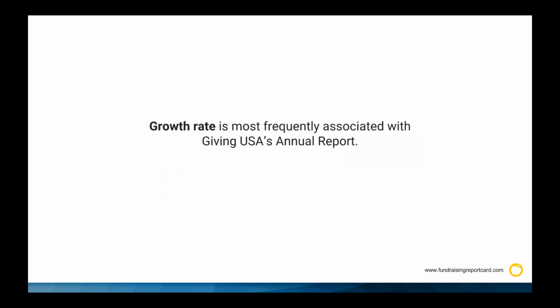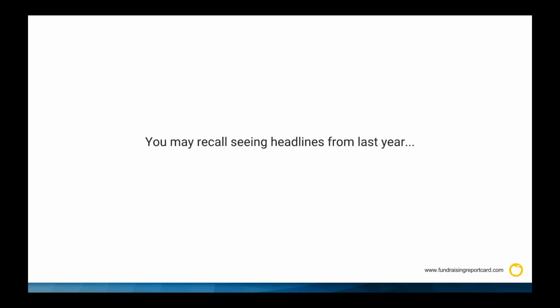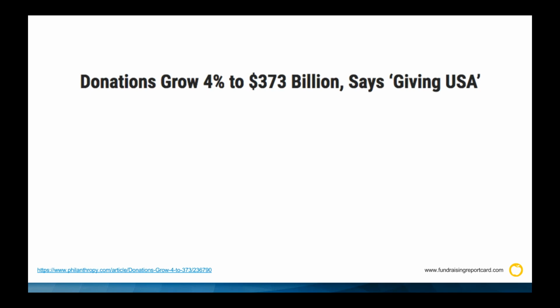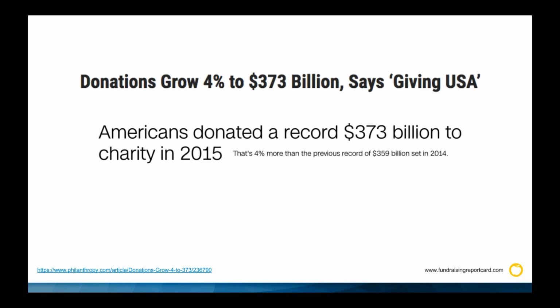Now, why is growth rate so important? Most everyone, probably everyone on this presentation, is familiar with the Giving USA annual report, right? The headlines from last year looked something along these lines, right? Donations grow 4% to $373 billion. Americans donate $373 billion. That's 4% more than the previous record.